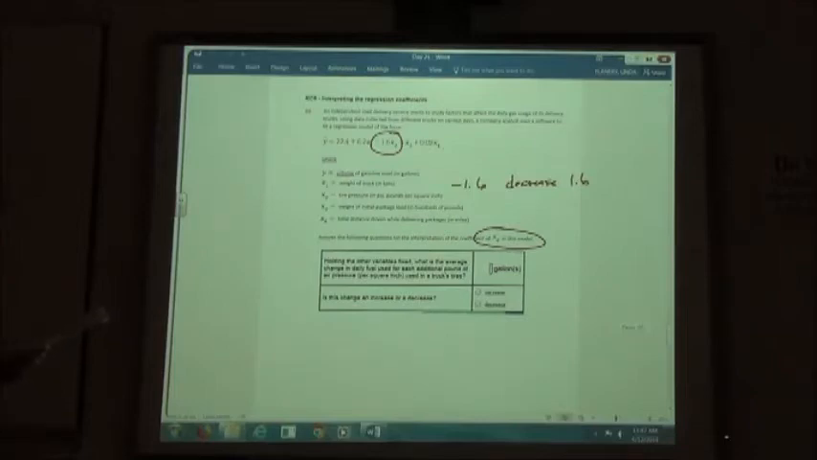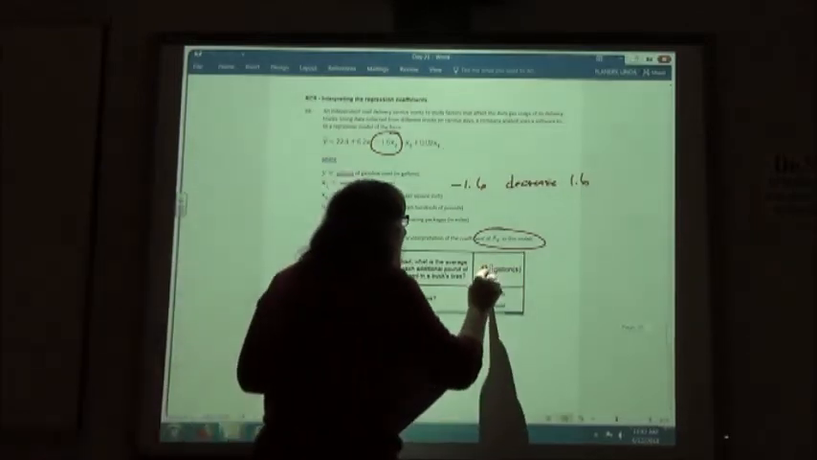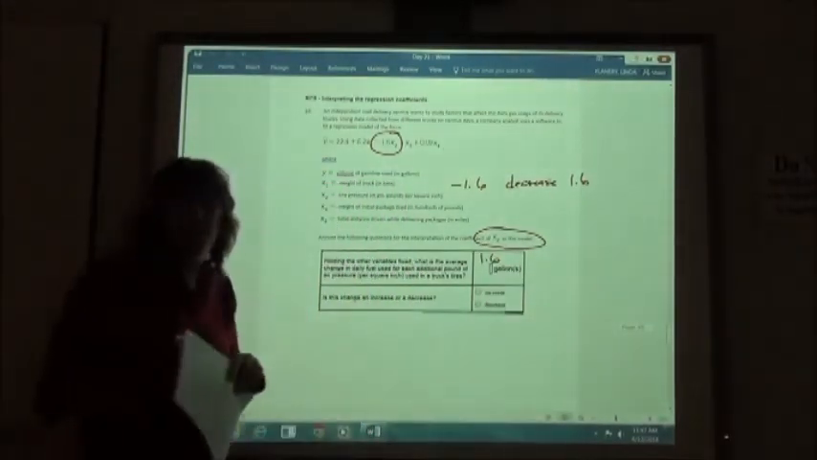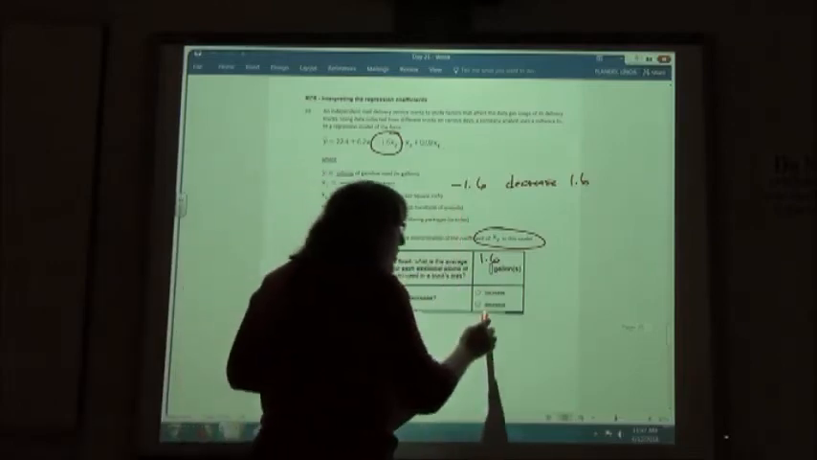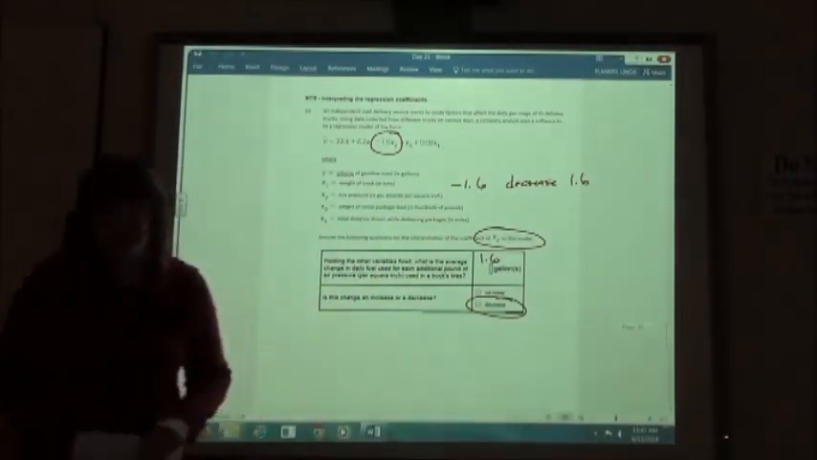So they want to know what is the average change. You're not going to put the negative in there. It's a decrease, but you're just going to say the average change is 1.6 gallons. Is this change an increase or a decrease? Well, because that was negative, it was a decrease.